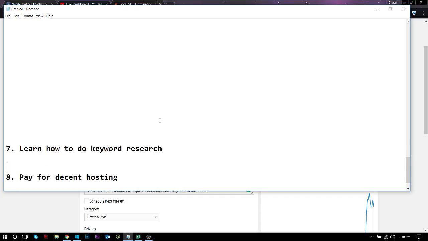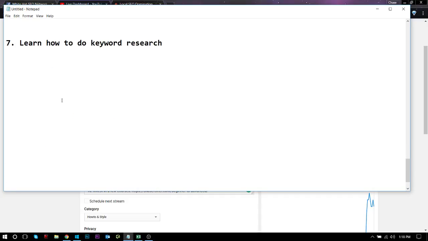Number 7 is learn how to do keyword research. This is really important. You really want to figure out how to do keyword research based off user intent and user experience.